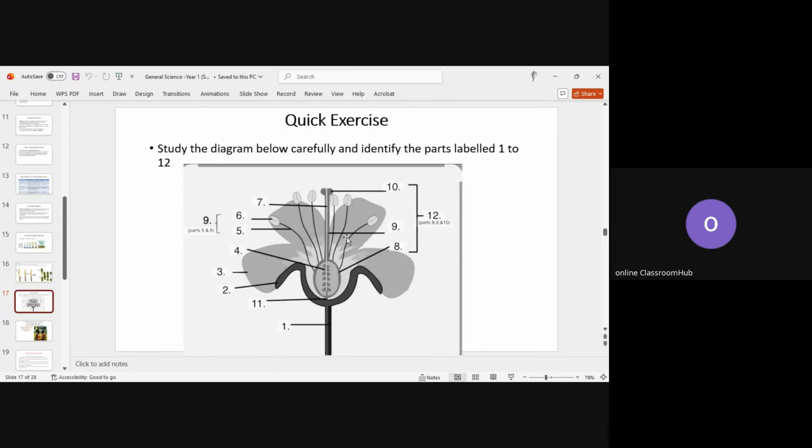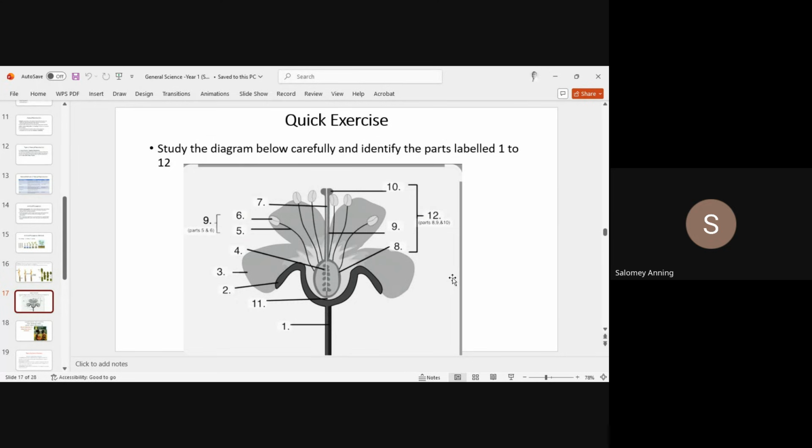And then number 9, we have two 9s here, but this first 9 comprising 6 and 5 is the stamen. Then we have another 9 here. So let's represent that one by 13. So that one is the style. There is the style. Are you okay with that? Yes, sir. All right. Any other questions?